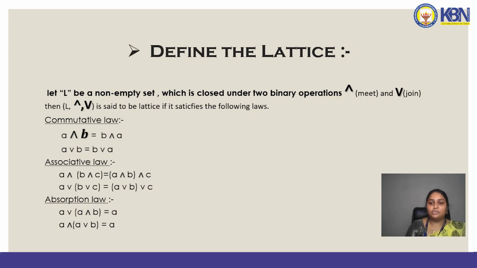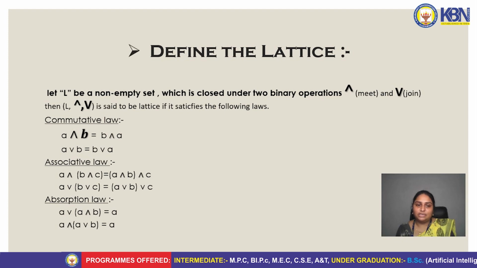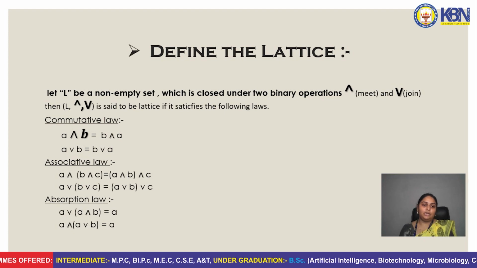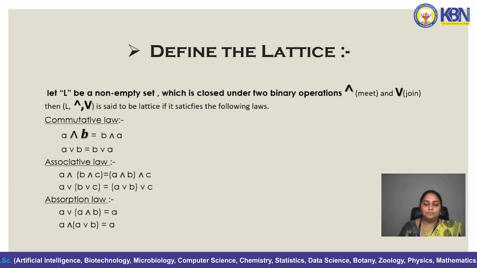laws. The first one is the commutative law, that is interchanging the elements: A meet B is equal to B meet A. Similarly, A join B is equal to B join A. The second law is the associative law, that means A meet (B meet C) is equal to (A meet B) meet C. And similarly A join (B join C) is equal to (A join B) join C. And the third one is the absorption law, that is A join (A meet B) is equal to A meet (A join B). When a non-empty set with these two binary operations satisfies these properties, then the algebraic structure L, meet, join is said to be a lattice.